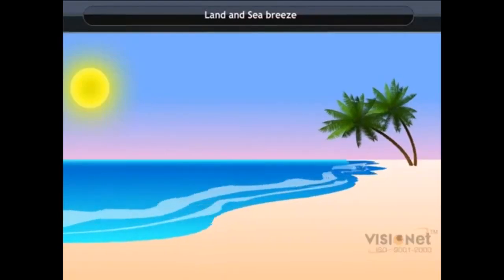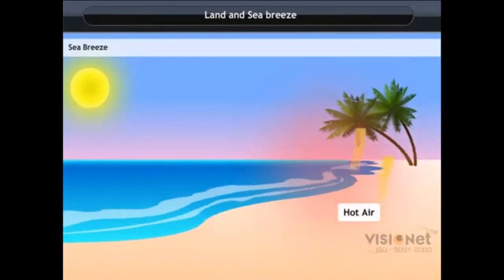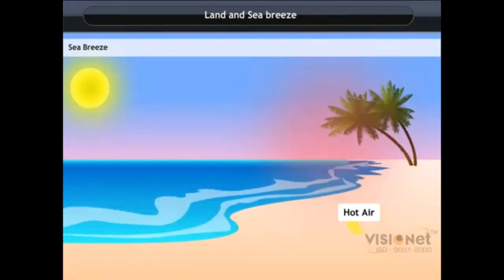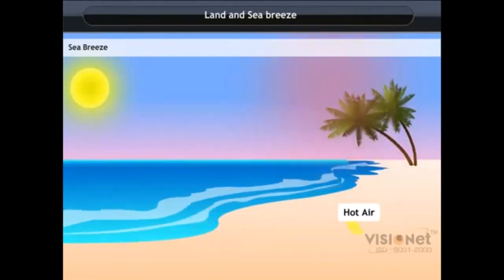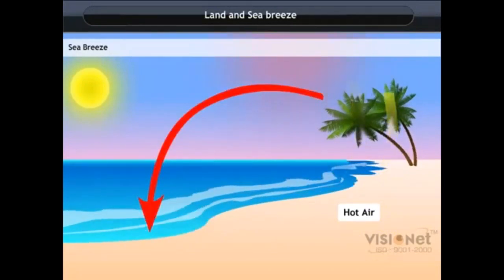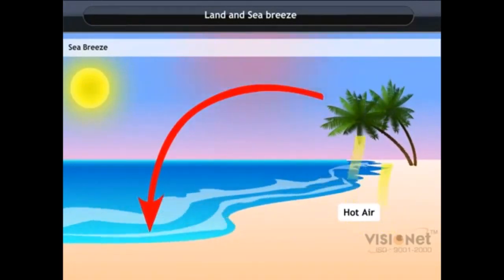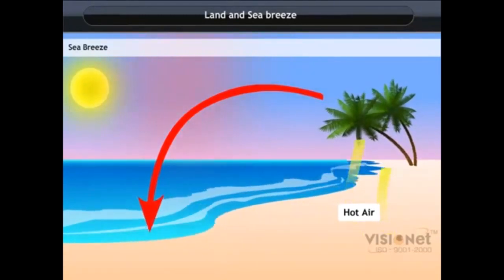Land and sea breeze. Sea breeze is the wind developed during the daytime and blows from the sea towards the land. Let us understand how it is formed. Land has the property of getting heated fast and getting cooled fast. On the other hand, water heats up late and cools down late.